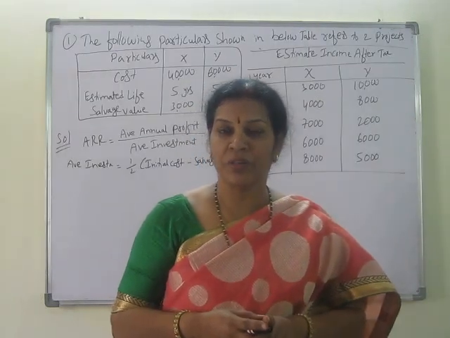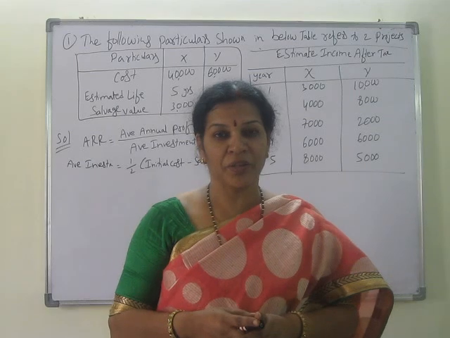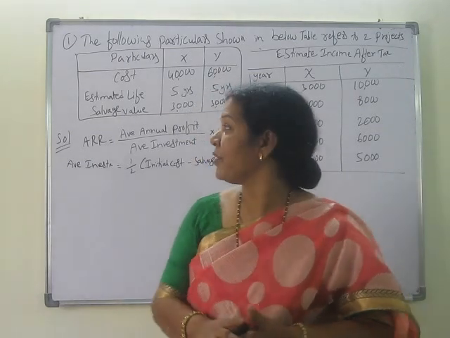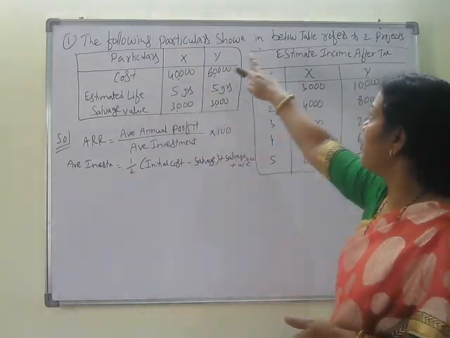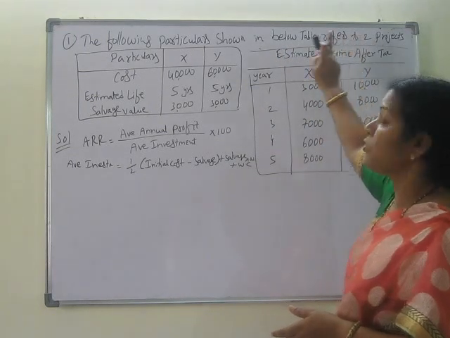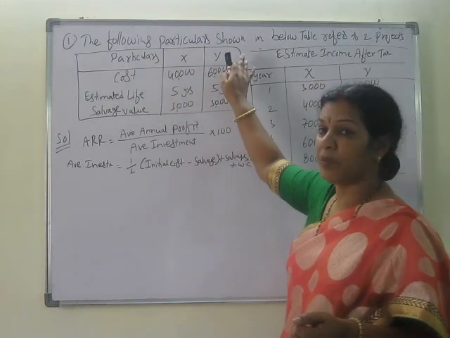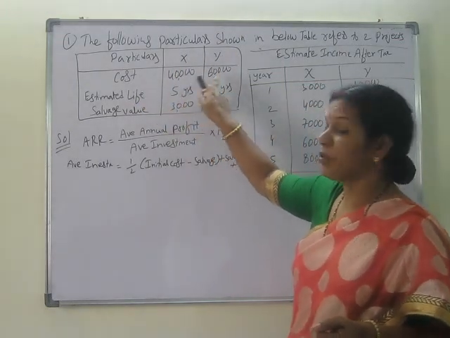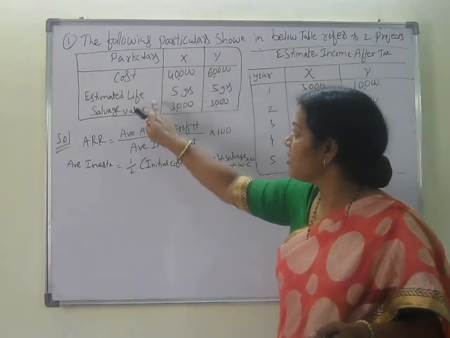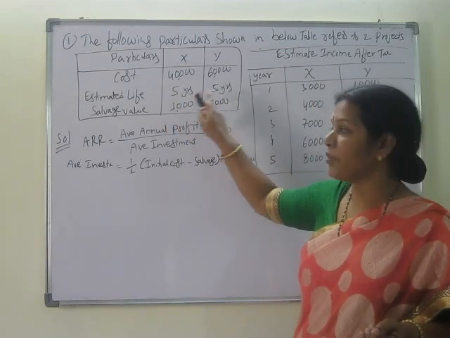Now we'll work out a problem related to accounting rate of return or ARR. Here the problem is: given the following particulars shown in the table, which refers to two projects. Two projects' information is given to us. Particulars of X and Y. Cost is 40,000 and 60,000. Estimated life is 5 years for both projects.